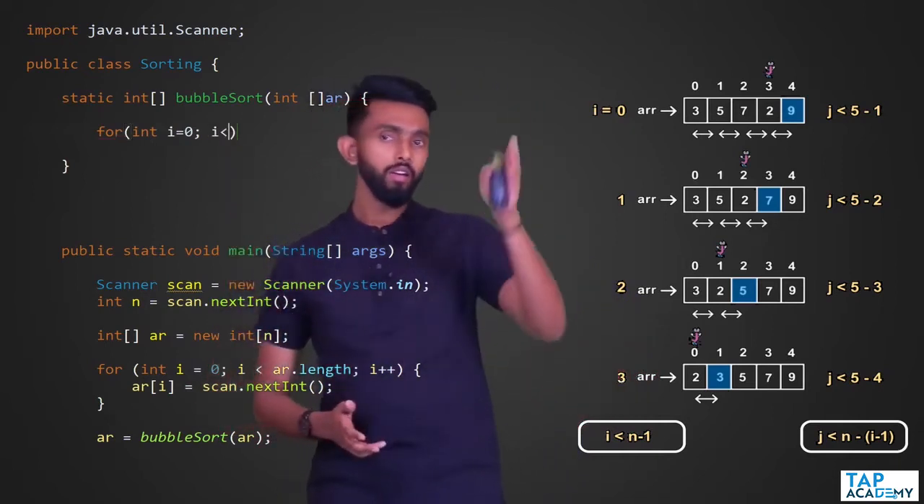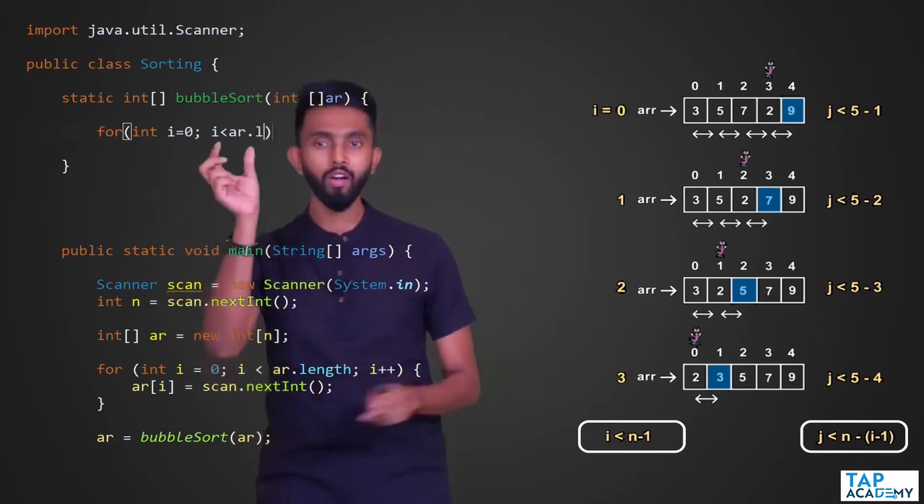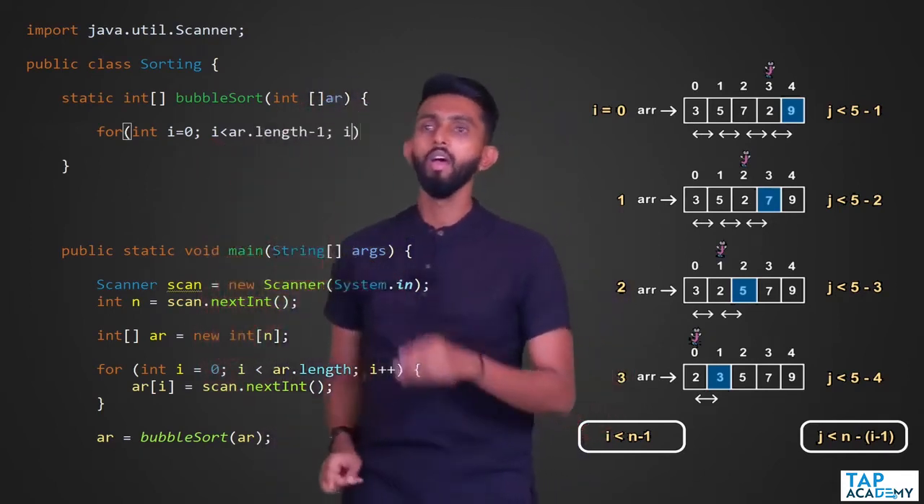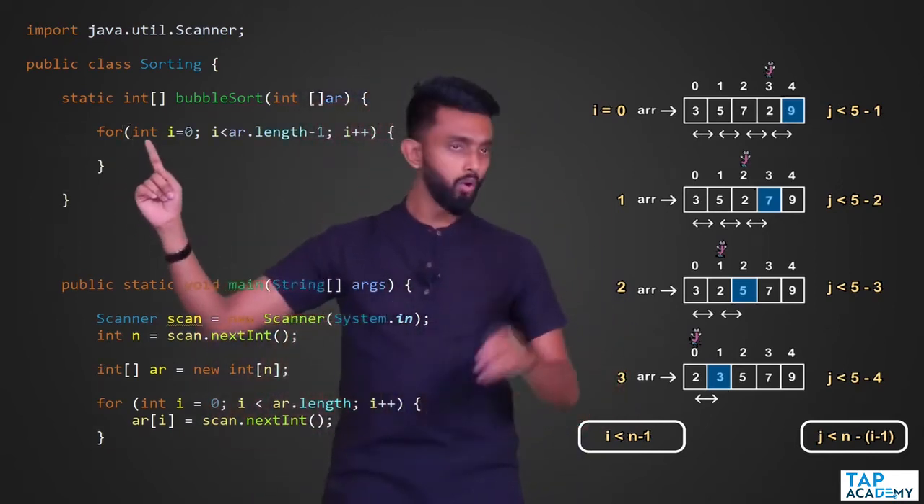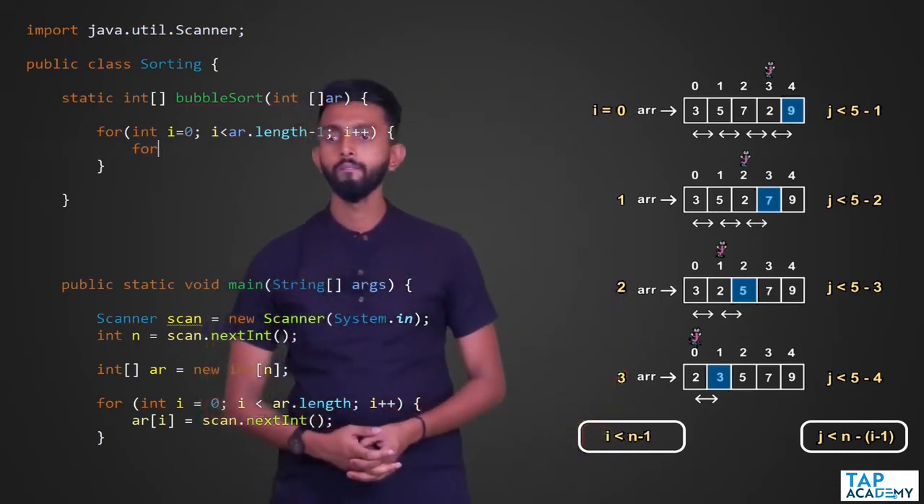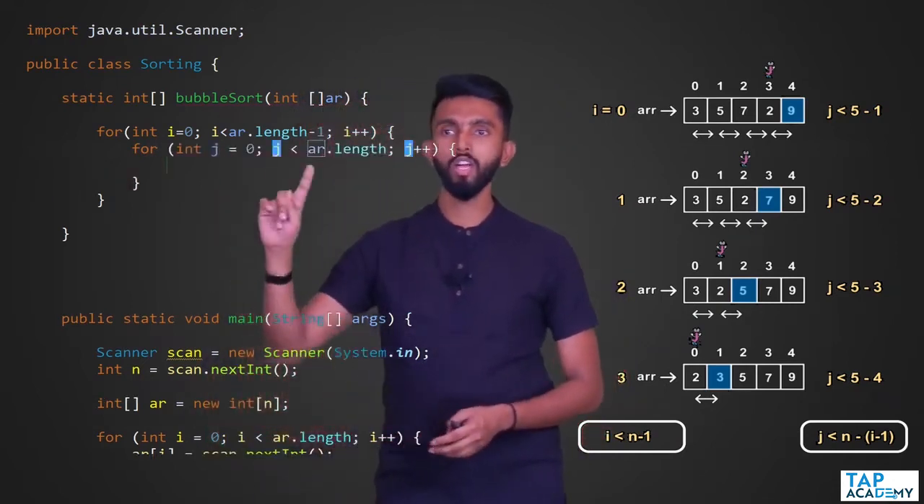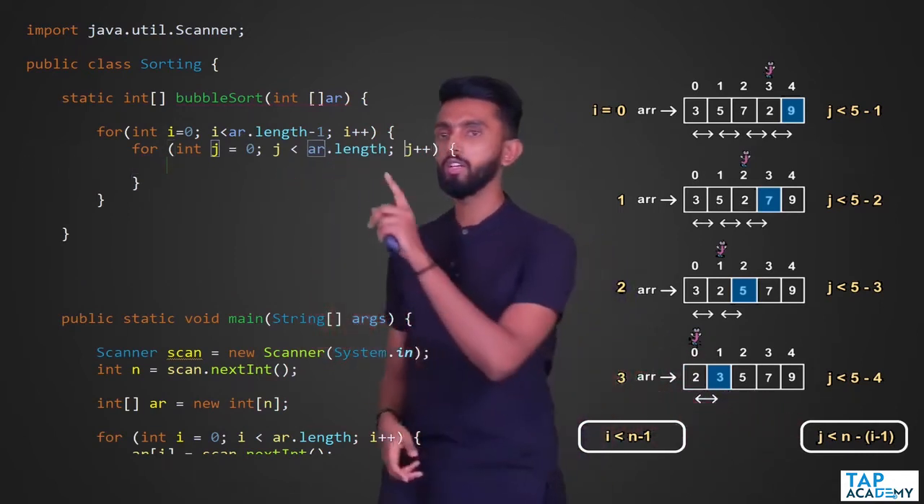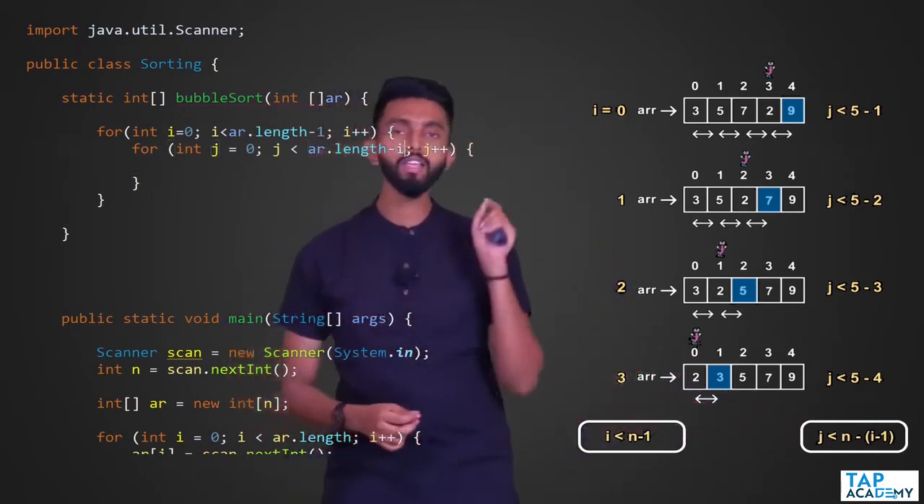I less than n minus 1, that is the final condition. Since we don't have n, which is nothing but the size, it is AR dot length minus 1, and I plus plus. Now inside that I will come to the j loop. So I will write int j less than AR dot length, that is the wrong condition. We have found the condition, it is nothing but n minus I minus 1.